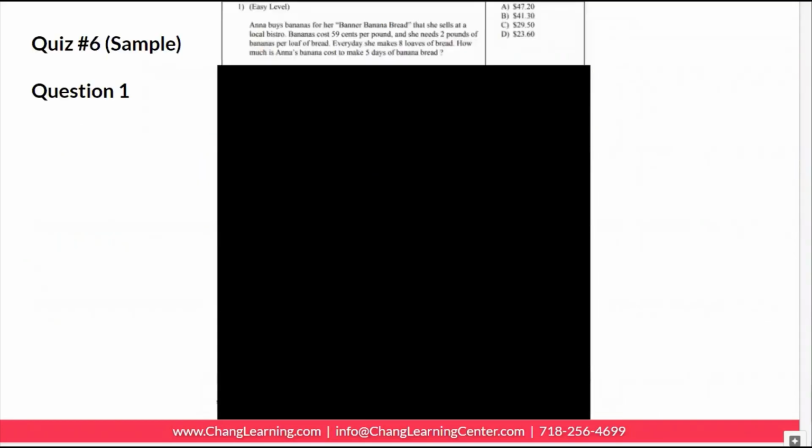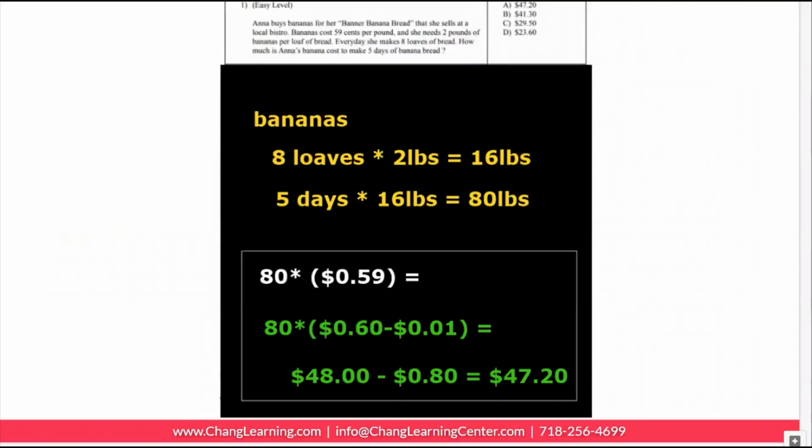Question 1. Anna buys bananas for her Banner banana bread that she sells at a local bistro. Bananas cost 59 cents per pound, and she needs 2 pounds of bananas per loaf of bread. Every day she makes 8 loaves of bread. How much do Anna's bananas cost to make 5 days of banana bread? Well, if she has 8 loaves at 2 pounds each, that's 16 pounds of bananas she needs for 1 day of bread. But she works for 5 days at the bistro, so 5 days times 16 pounds is 80 pounds of bananas.